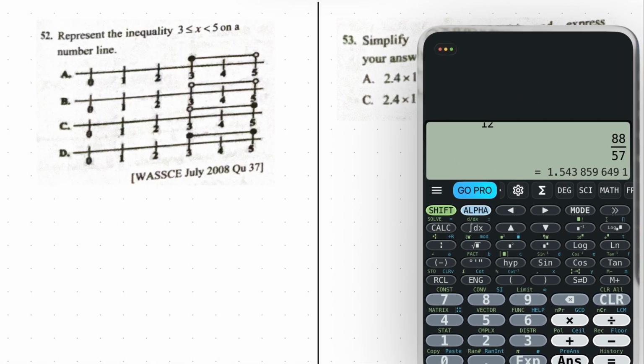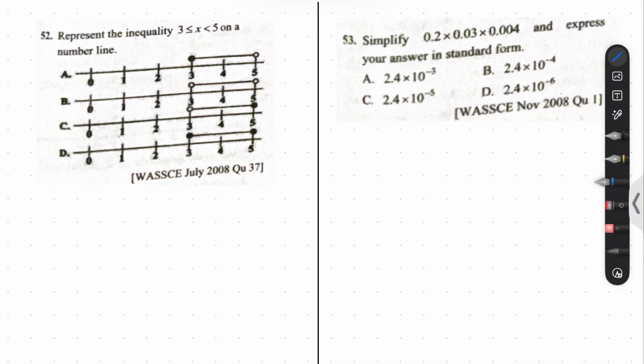Okay, let's move our calculator out of the way. We can answer this question first and then we end it on this set, right? It says represent the inequality on a number line. So based on the equation, we see that we have less than or equal to, that means 3 is inclusive, and here we have less than 5, that means 5 is non-inclusive, right? And we know that inclusive means a shaded dot, and non-inclusive means a non-shaded dot. So that is how we do it.